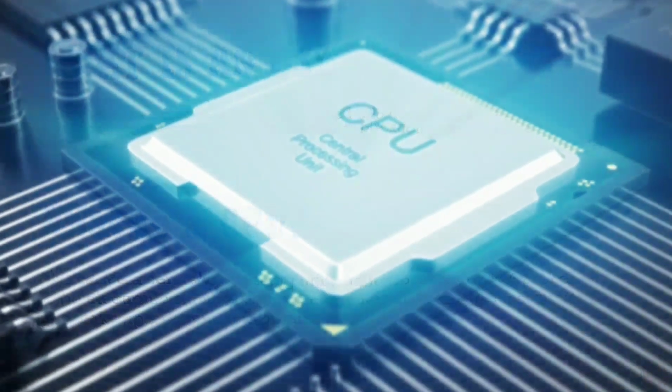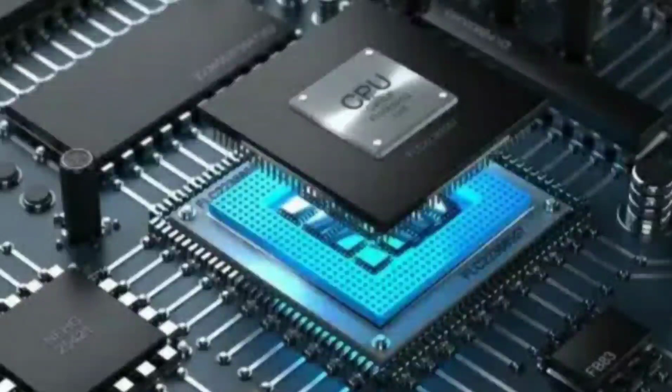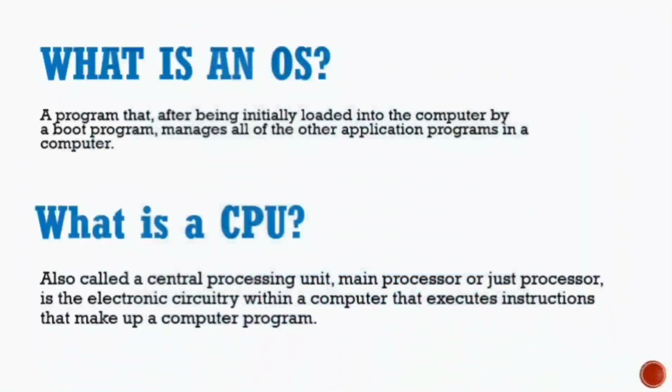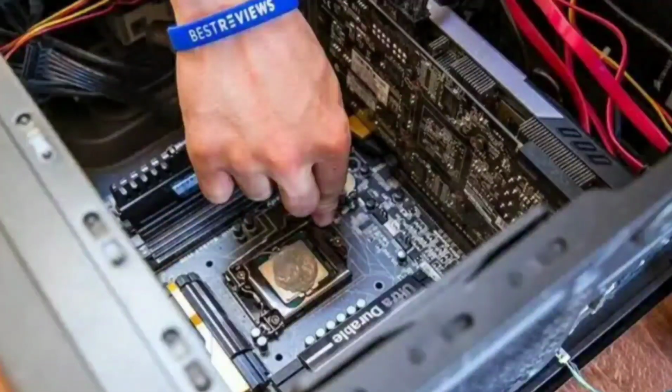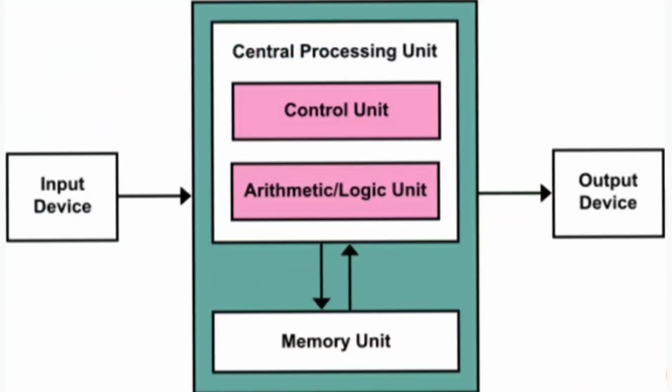And what about a CPU? What is a central processing unit? The central processing unit is often called a main processor or even just a processor. It's actually the electronic components present within the computer, and they are responsible for executing the arithmetical and logical instructions, and they also control the different components present within the system and coordinate between them.